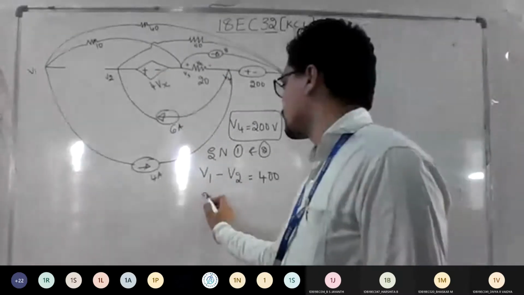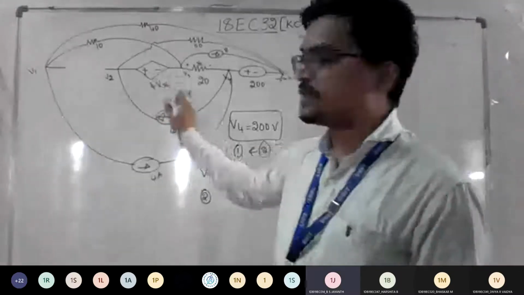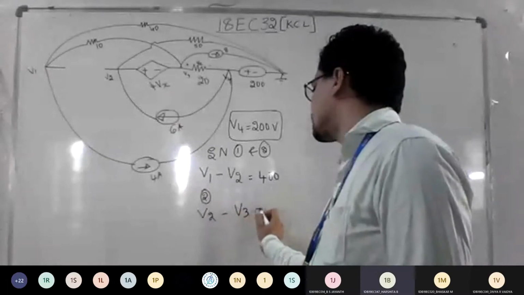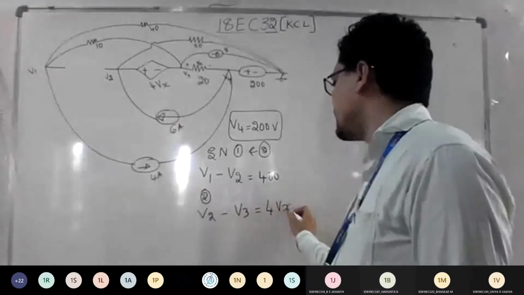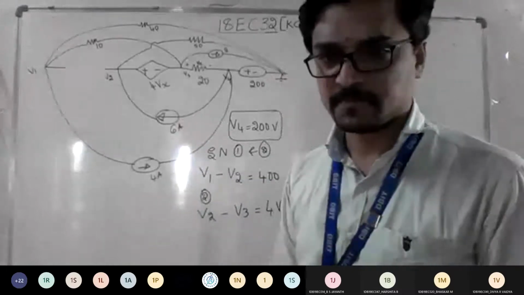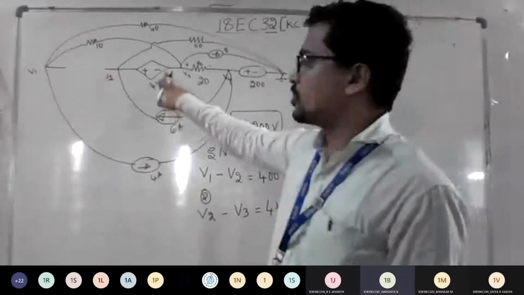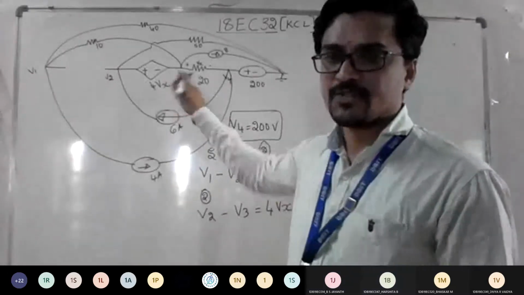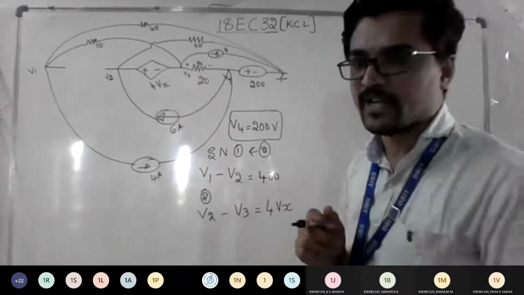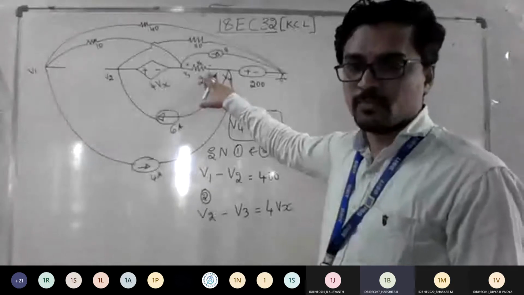Supernode 2, the second supernode. So what is the equation? Between V2 and V3, I should write V2 minus V3 equals 4 times Vx. Now comes your dependent logic. So what type of dependent source is it? Voltage dependent voltage source, sir. Very good. So the source is voltage, and it is depending on Vx. So now what you should do? You need to search where exactly Vx is in the network. Where is Vx? Across the 20 ohm resistance.